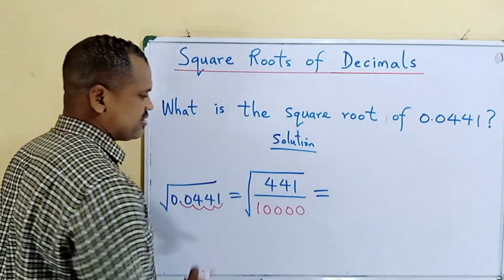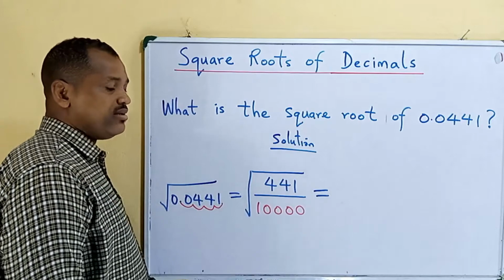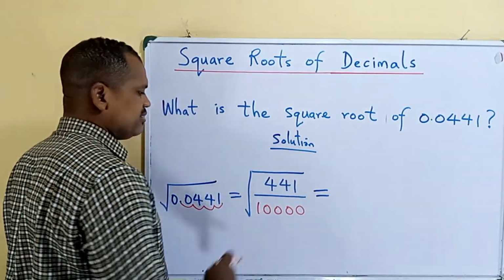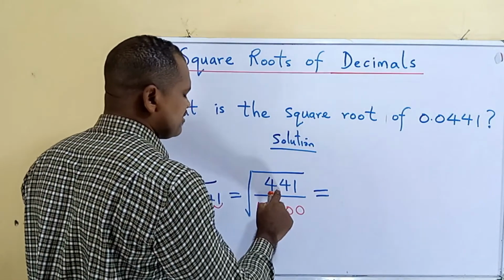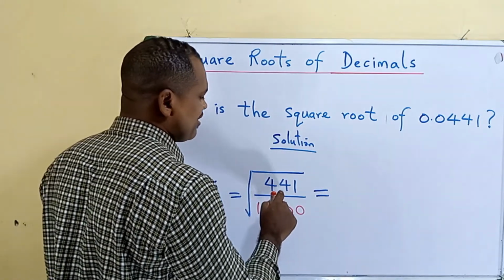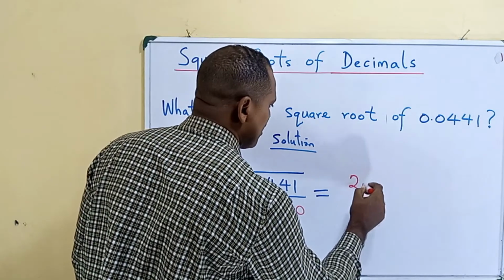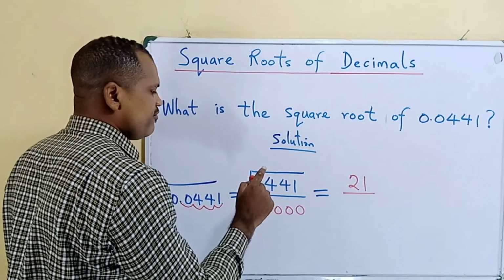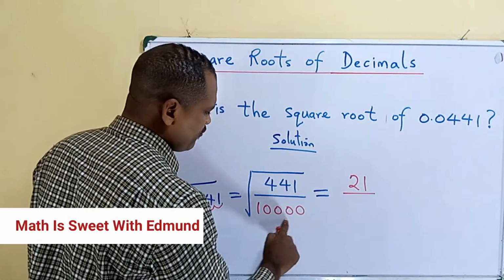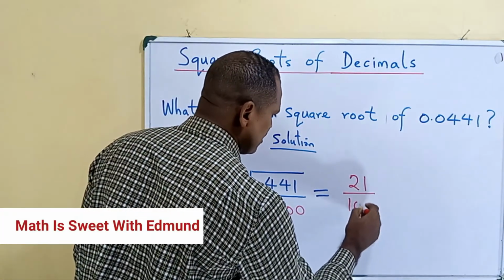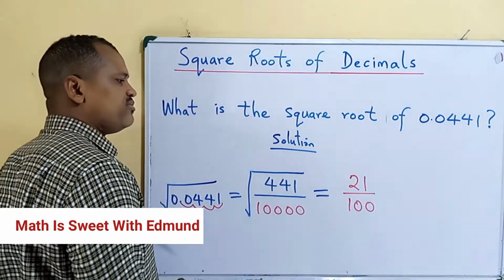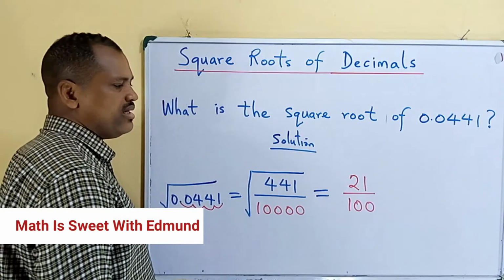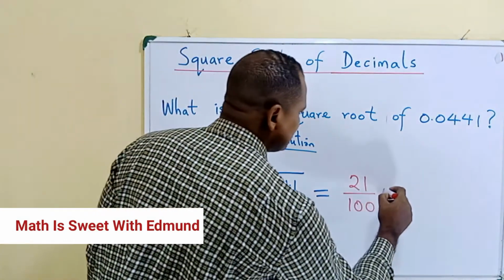That is 10,000. So you go ahead and find the square root of both the top number and the bottom number. The root of 441 is 21. 21 is the square root of 441. And the square root of 10,000, of course, is 100. So this is the square root. And the answer is in fraction. So you change it to decimal.